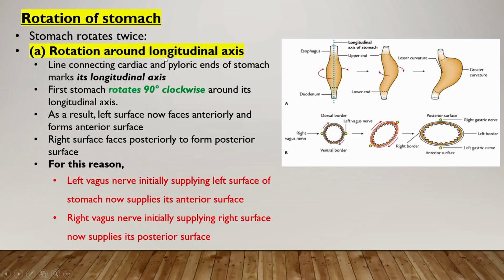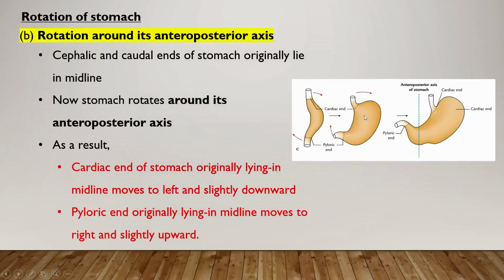Because of rotation around the longitudinal axis, the stomach rotates 90 degrees clockwise around its longitudinal axis. As a result, the left surface now became anterior and is going to form the anterior surface. The right surface has gone posteriorly to form the posterior surface. So the left vagus nerve, which was initially supplying the left surface, is now supplying the anterior surface, and the right vagus nerve, which was supplying the right surface, is now supplying the posterior surface. This is because of rotation around the longitudinal axis.